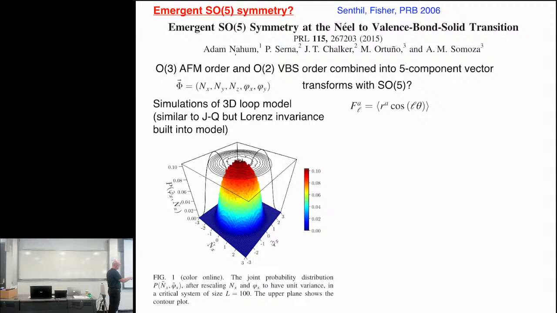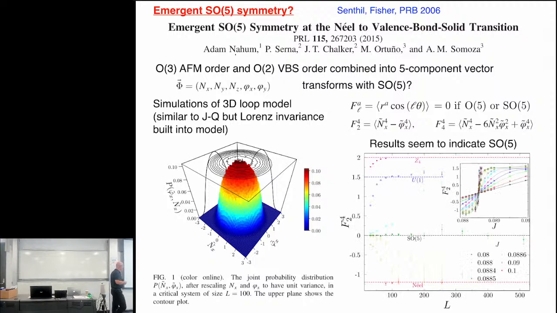So you can look at similar things as I used in the clock model. So if you have O5 or SO5, and if theta, I forgot to write it there, but theta is the angle between 1 component of the VBS and 1 of the Neel order. So it's just looking at 2 components. But if you have SO5, you should have this rotational invariance in 2 dimensions. Now you can rewrite that in terms of powers of these order parameters. So these are some numbers that you now can compute and look at as a function of system size.